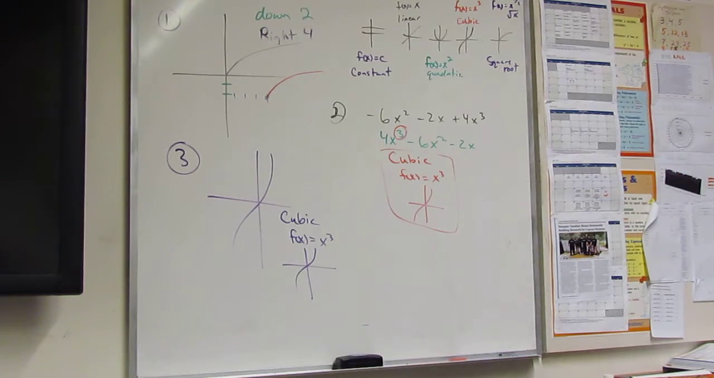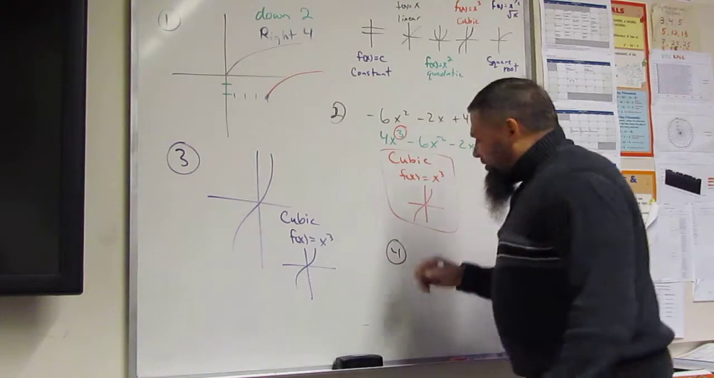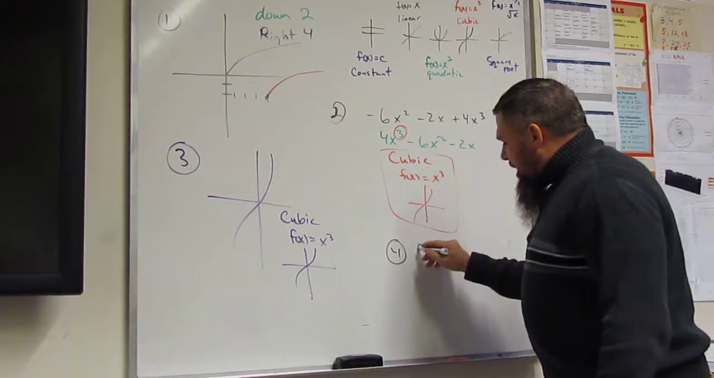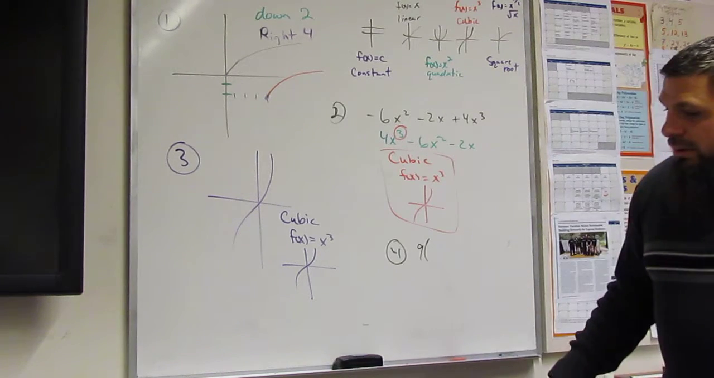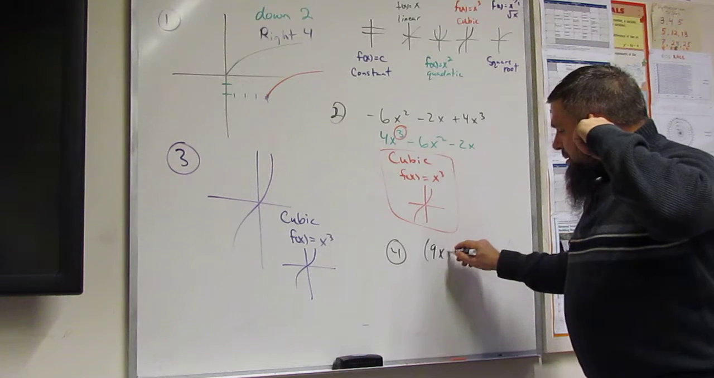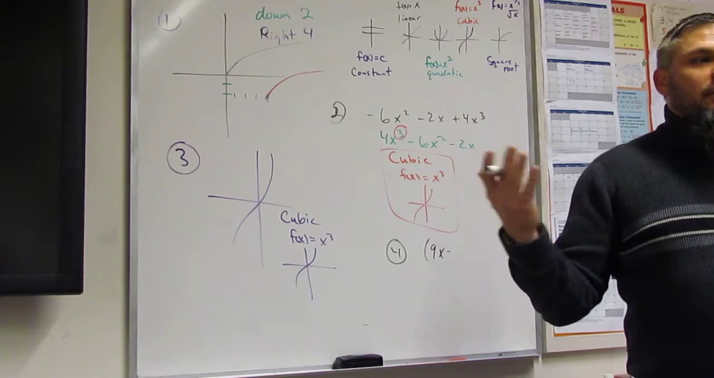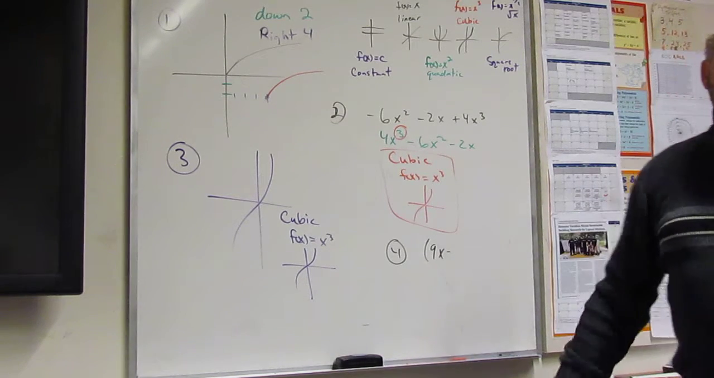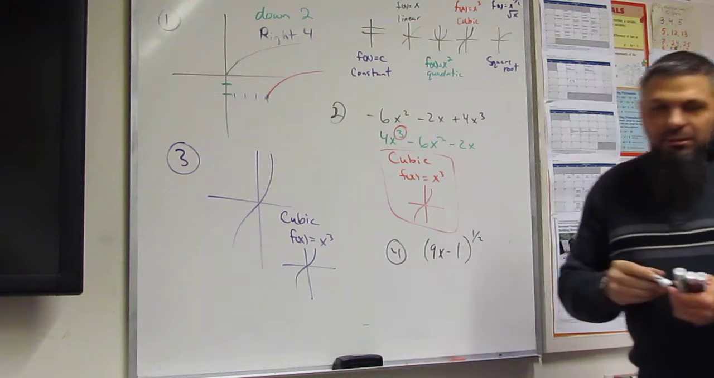Okay? All right. Number 4. Perfect. Number 4 looks like this. Can you read it to me, somebody? 9x minus 1, with the 9x minus 1 inside the parentheses, raised to the 1/2 power. Good job.